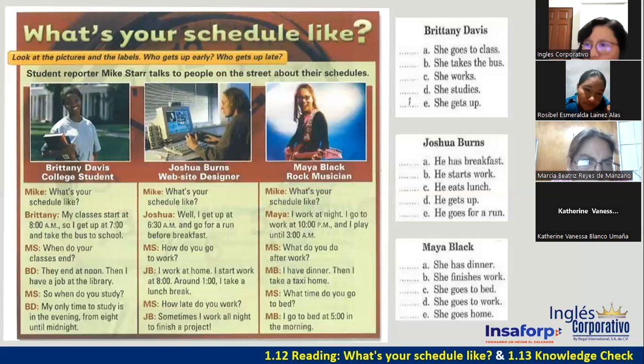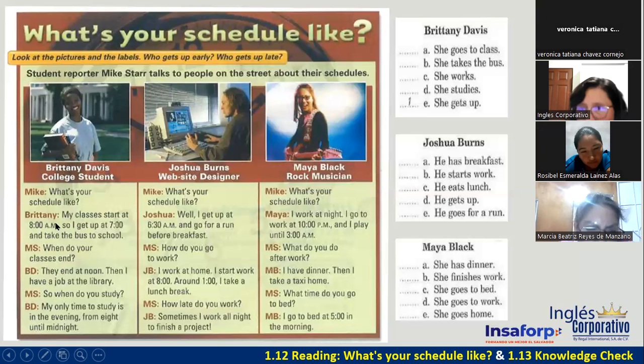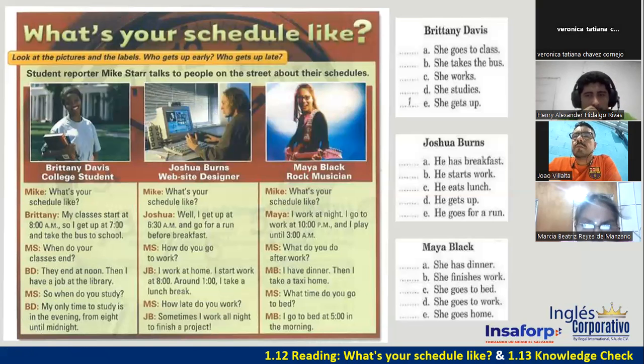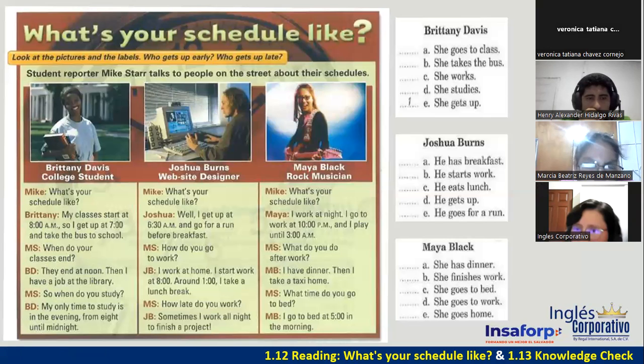Voy a necesitar 2 or 6 volunteers to read, okay? Aunque son varias personas, miren, tenemos a Mike, aquí tenemos a Brittany, tenemos a MS, tenemos a BD, ¿verdad? So in the end, we have 4 personas, okay? Vaya, Verónica dice que nos va a ayudar, ¿alguien más? Henry, Joao, and Marcia Beatriz. Ok, muy bien. Entonces comencemos. Verónica, ayúdeme con Brittany, ¿verdad? Henry, ayúdeme con Mike. Creo que es Mike Star. Este MS es Mike Star y esta BD siempre es la Brittany. Comencemos entonces, Henry.